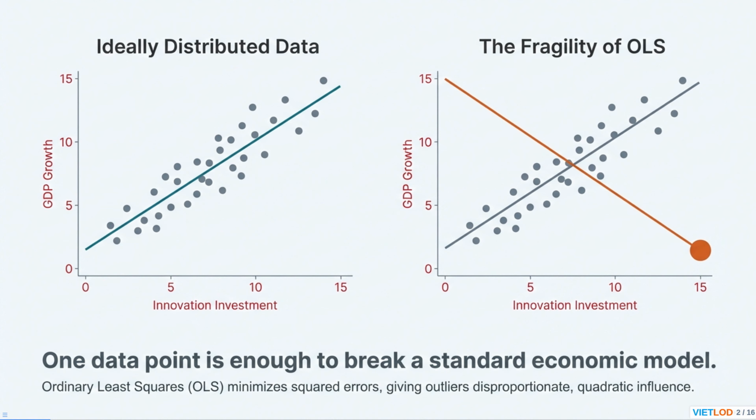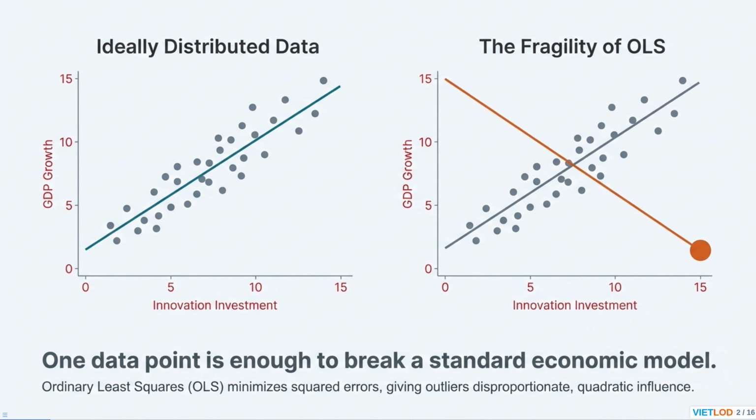With ideally distributed data, as shown in the left panel, the ordinary least squares, or OLS, regression line effectively captures the positive relationship between innovation investment and GDP growth. It provides a robust representation of the overall trend in well-behaved datasets.